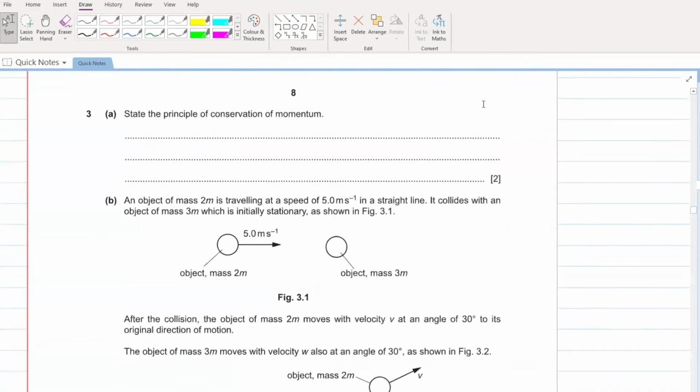Now let's see this one. State the principle of conservation of momentum. Who will tell this in the chart? What is the principle of conservation of momentum? The total momentum before collision is equal to the total momentum after collision, given that there is no external force.